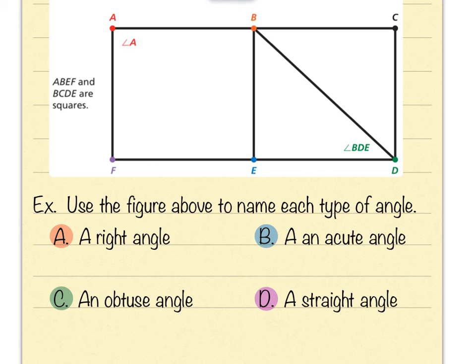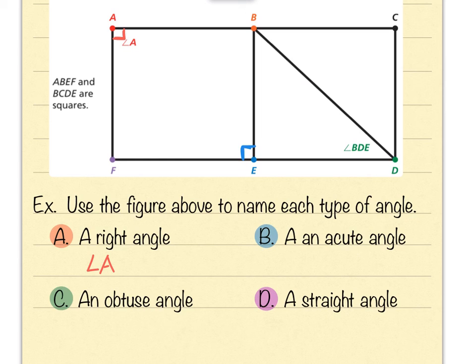All right, so let's look at this example. It says, use that figure to name each type of angle. First of all, a right angle. And they've already mentioned angle A, and so we could use angle A as a right angle because it meets at 90 degrees. So up here at the top left of our figure. I could also say angle F, or I could even say the angle I just referred to, angle FEB. That would be a right angle because it's on a square here. So angle FEB or BEF, however you want to say it, would also be a right angle.